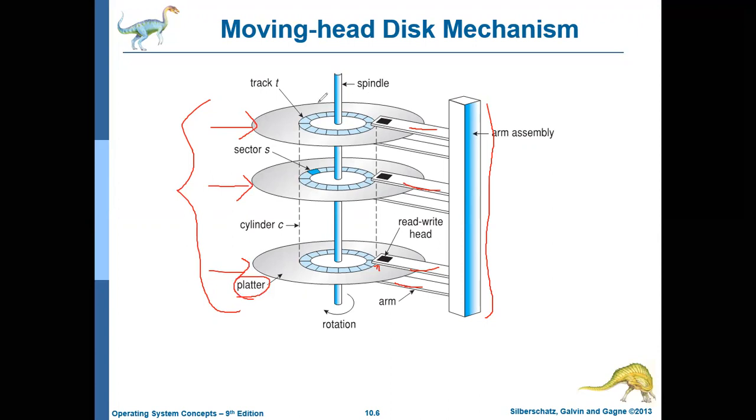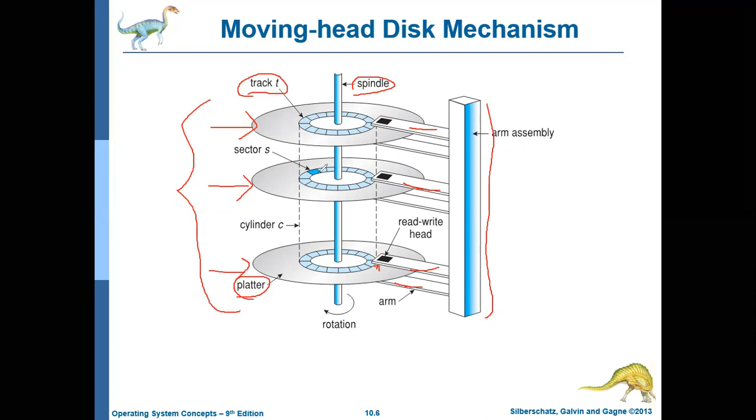In between, there is a structure which holds all the platters, and that structure is called a spindle. And the spindle rotates. When the spindle rotates, all these platters also rotate. All these platters are logically divided into cylindrical structures. These cylindrical structures are called tracks. Every platter is logically divided into a number of tracks.